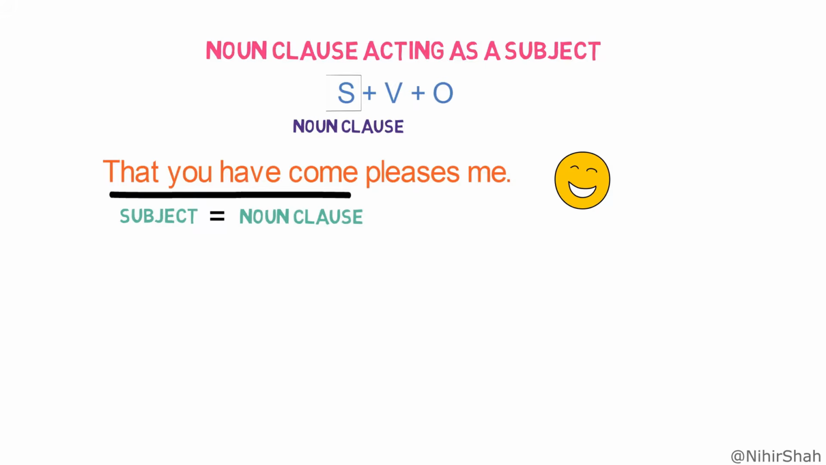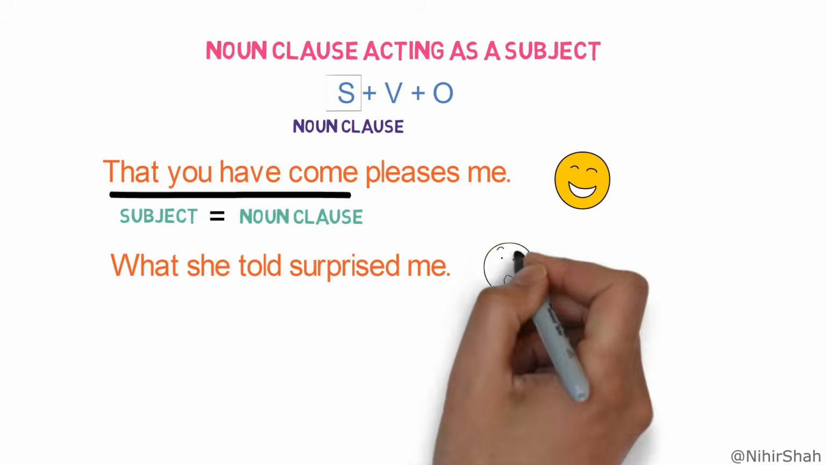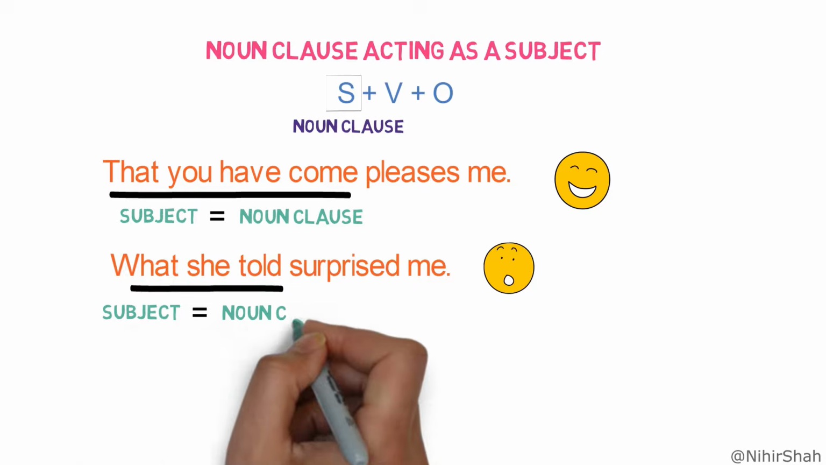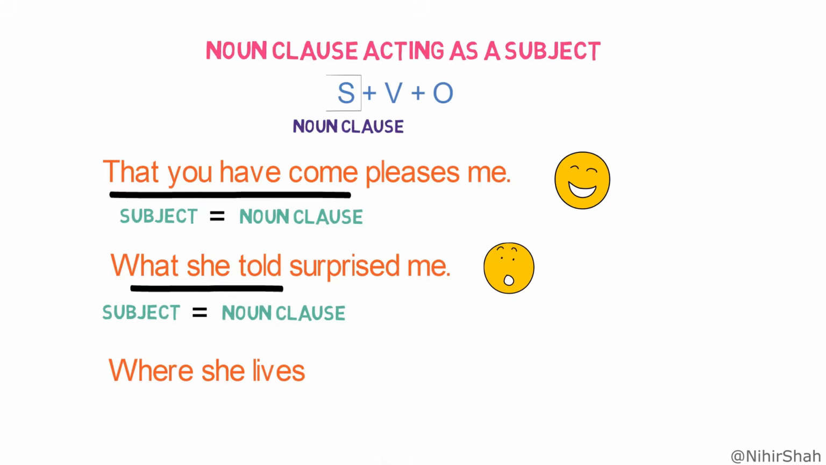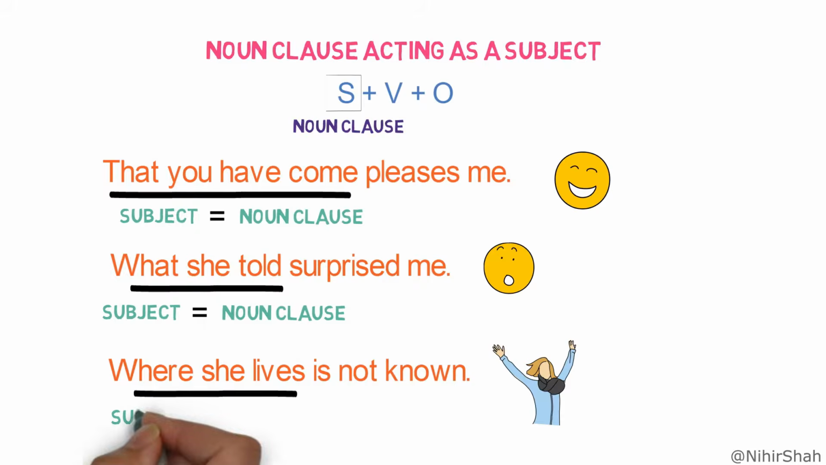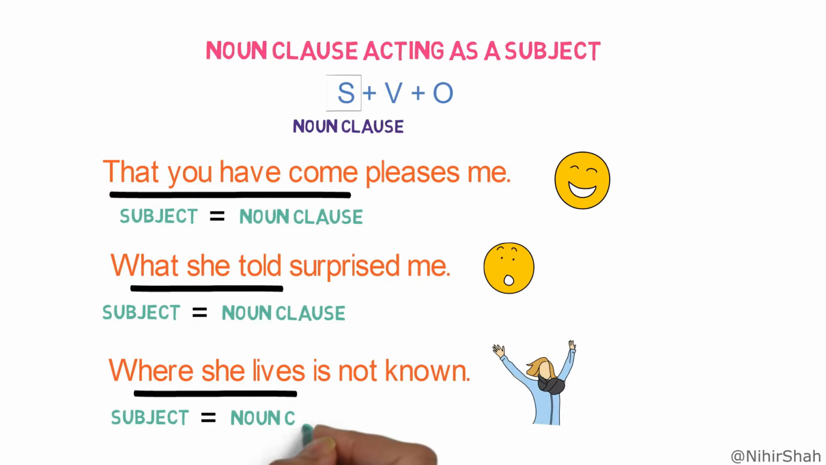Some more examples of noun clauses as a subject are: what she told surprised me. Here, what she told is acting as a subject. Hence, it's a noun clause. Where she lives is not known. Here, where she lives is acting as a subject. Hence, it's a noun clause.